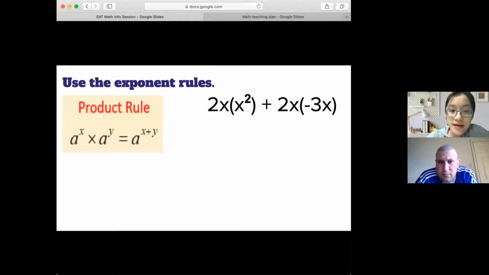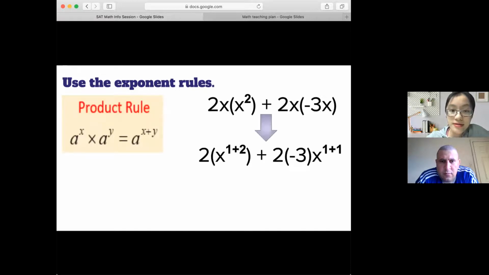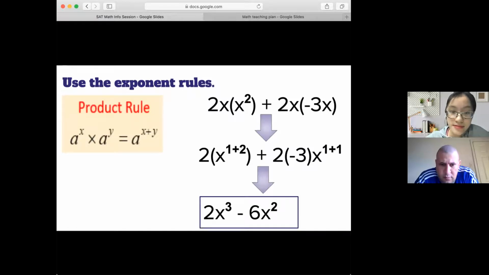So always remember that x by itself means x to the first power. So even though it's not written here, there's x to the first power. So using this information, we can rewrite this expression as 2 times x to the 1 plus 2 plus 2 times negative 3x to the 1 plus 1. So if we simplify this using the product rule, we get 2x cubed minus 6x squared.